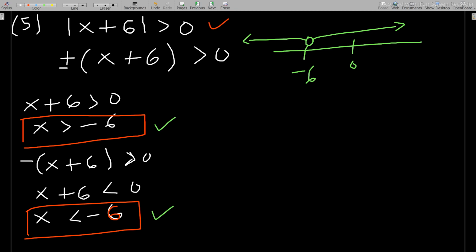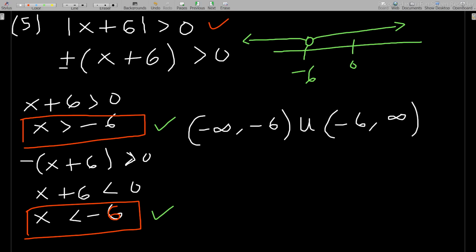So the solution for this is that x belongs to the open interval -infinity, -6, then union, or let me erase it and write it here for you. I hope you understand this. So it's a whole interval like that. So x belongs to the interval -infinity, -6. Some of the books don't write the x belongs to, so the solution is this. Then union -6, infinity.